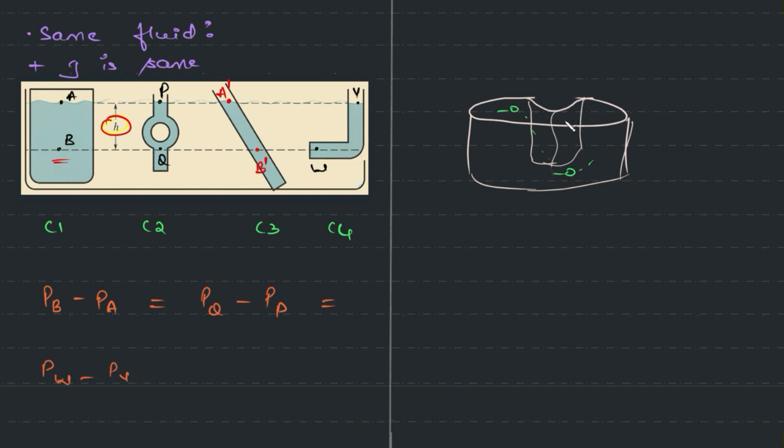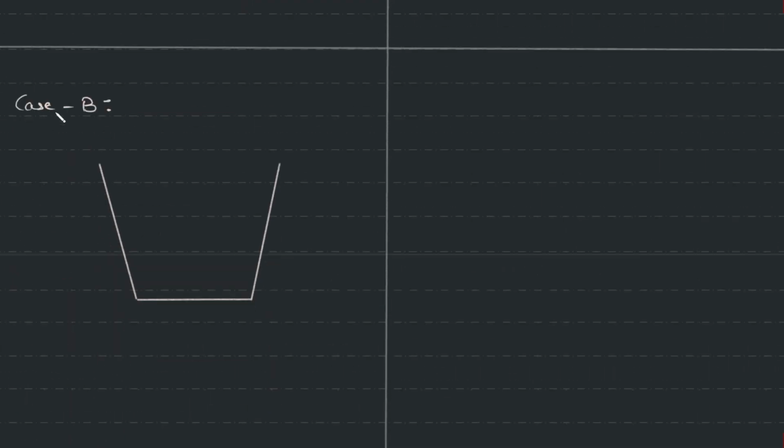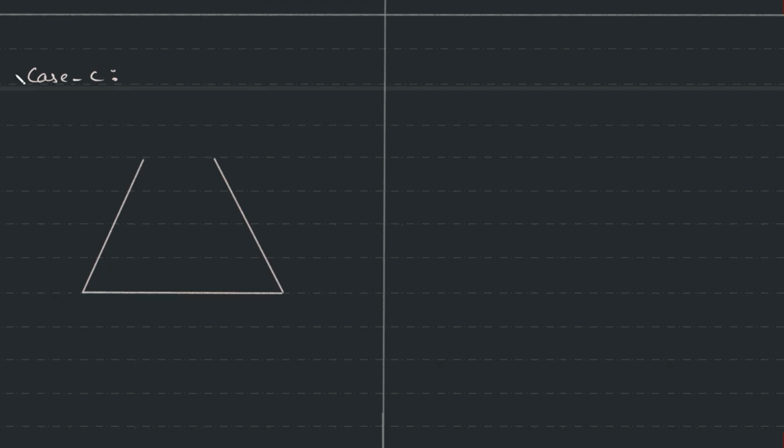It won't matter that the shape is different now. The amount of pressure that I'll experience while swimming in this way will be the same. Okay? But why is what we are trying to understand. For that, I'm taking up three cases. One, this is two, and this is three.